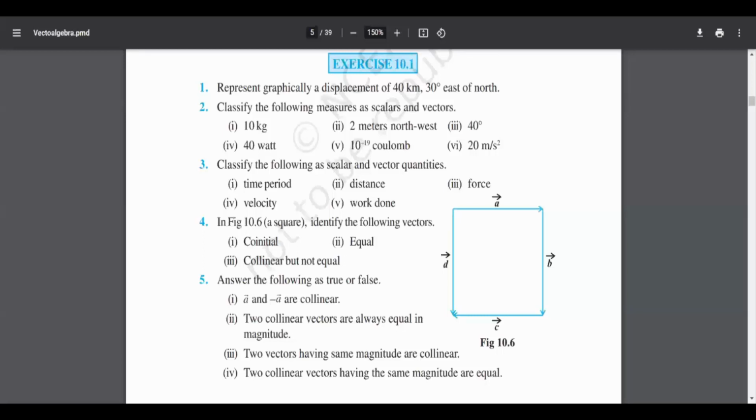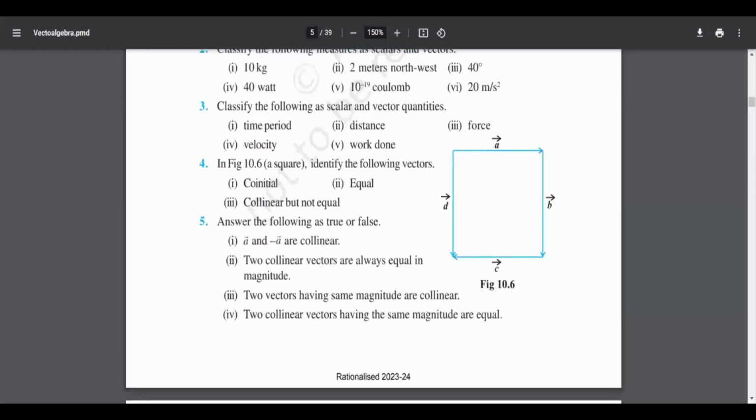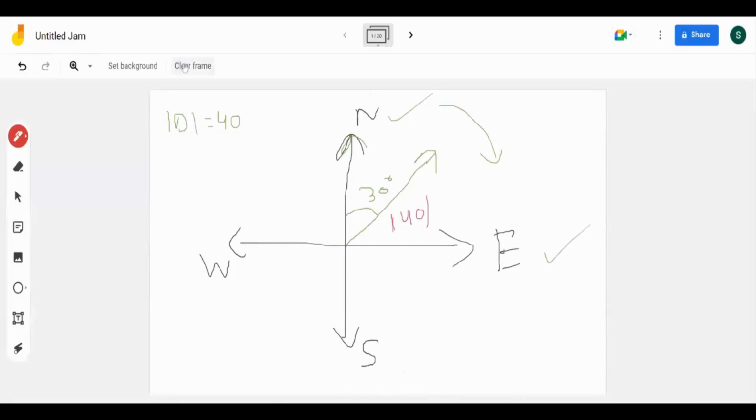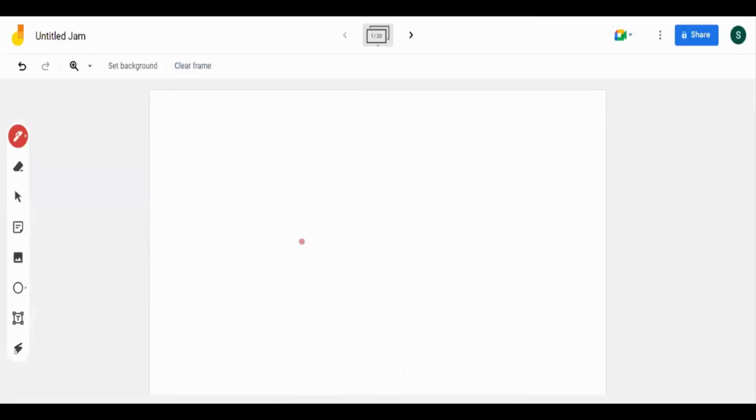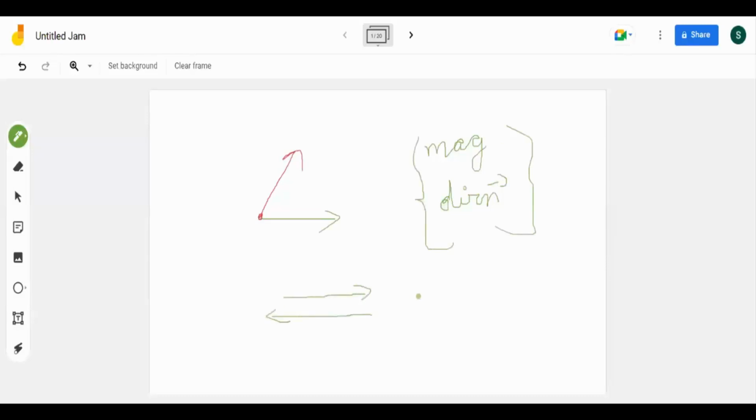Identify the following vectors as co-initial, equal, collinear but not equal. Okay, so what is a co-initial vector? Let me explain. Co-initial vectors are vectors which have the same starting point. Like this is a starting point. If I draw two vectors originating from the same starting point, these two vectors are called co-initial vectors because they start from the same point. What are equal vectors? Equal vectors are vectors with equal magnitude as well as direction. And collinear vectors are vectors which have the same line of support. They may be anti-parallel or parallel, but their line of support should be the same.